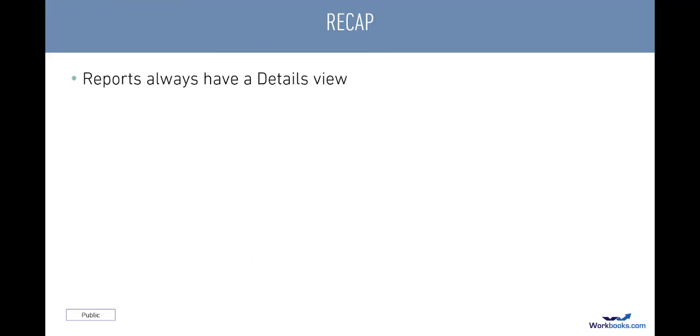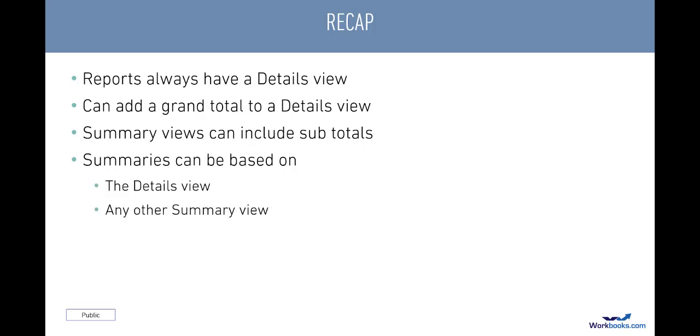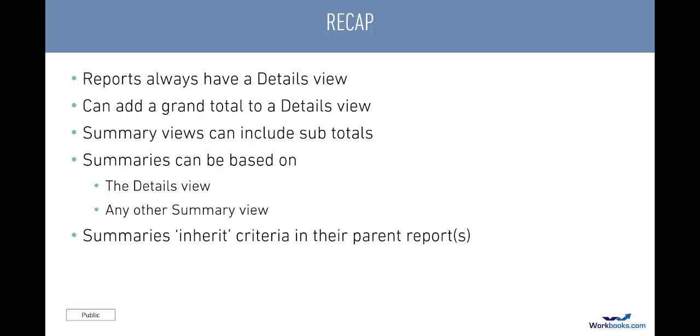So to recap, all reports will have a details view, and you can add grand totals to that view, but not subtotals, for which you'd need a summary view. You can have multiple summary views. Think of it like the summary view having a parent view, and that parent view might have a parent view too. You can add criteria to each summary view, but it will always inherit the criteria in its parent, its grandparent, and so on. You can build various sorts of charts, but by their very nature, charts need data that's been grouped together, so you can only create them against summary views.